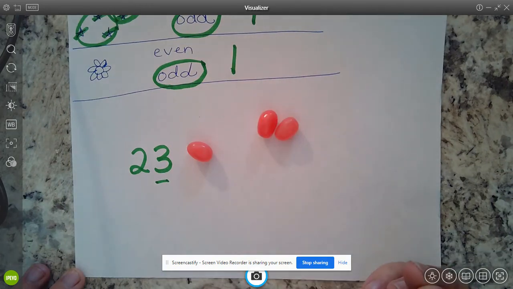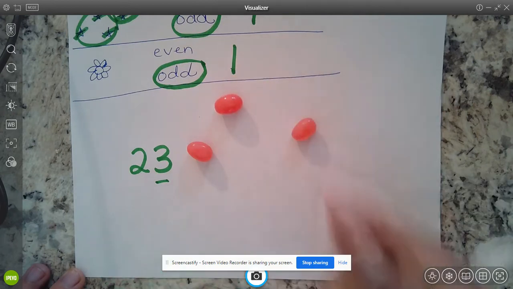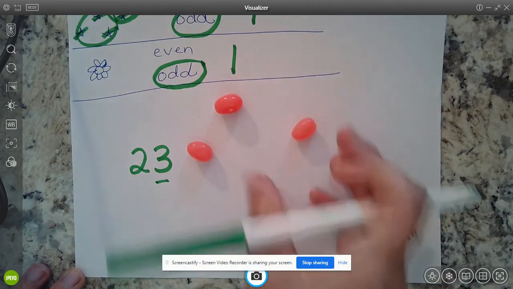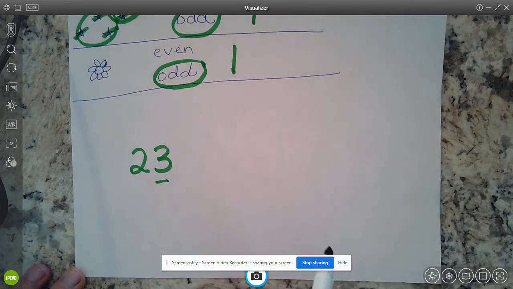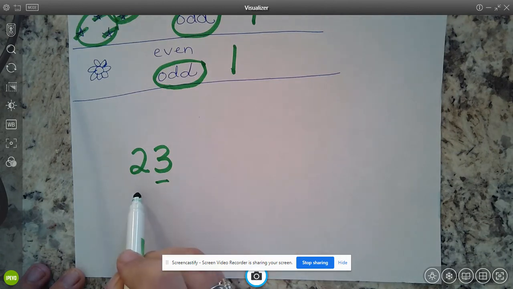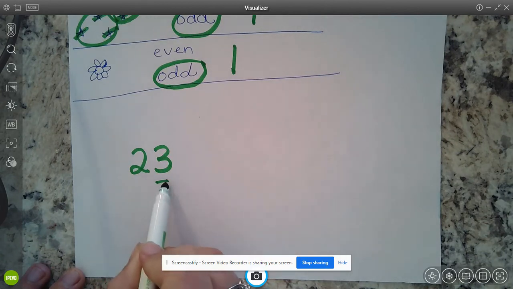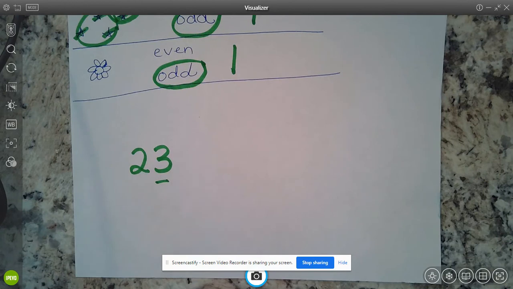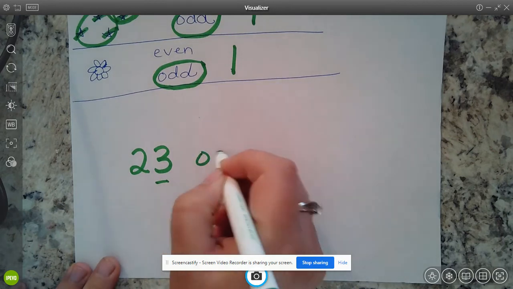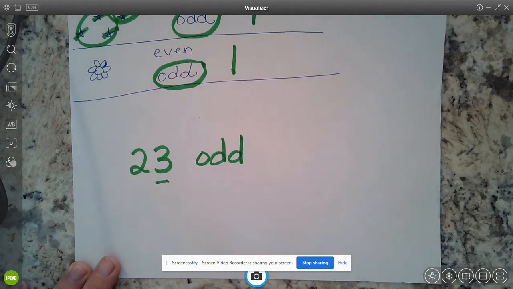Okay, let's do one more big one. What if I said 100? That is a very big number. So is the number 100 even or odd? Okay, so whenever you have big numbers, you're going to look at that last number. And if that last number is even, it's an even number. If that last number is odd, it's an odd number. So the number 0. Is 0 an even or odd number?